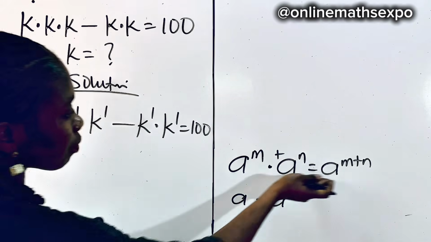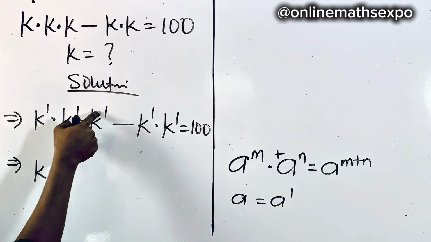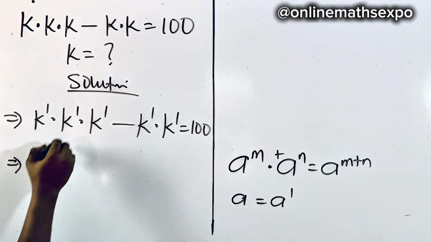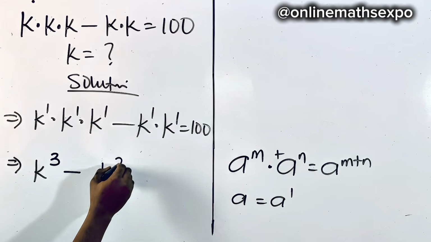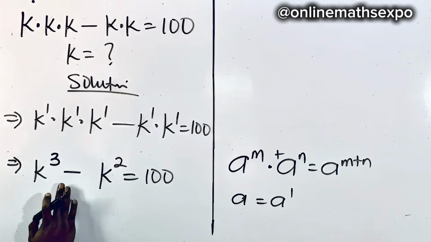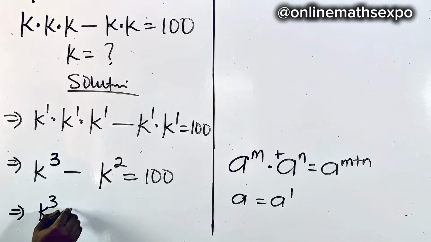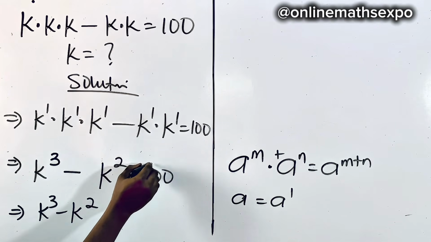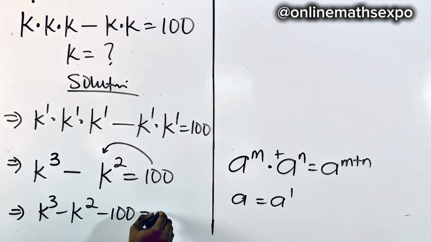So in that case, apply this here. We are going to have k, add this up, 1 plus 1 plus 1 gives us 3, minus, add this, it gives us 2. So this is what we have, equal to 100. Now what we do next is to subtract 100 from both sides. If you do that, we are going to have k cubed minus k squared minus 100, and when you subtract it, it becomes 0. So this is what we have.